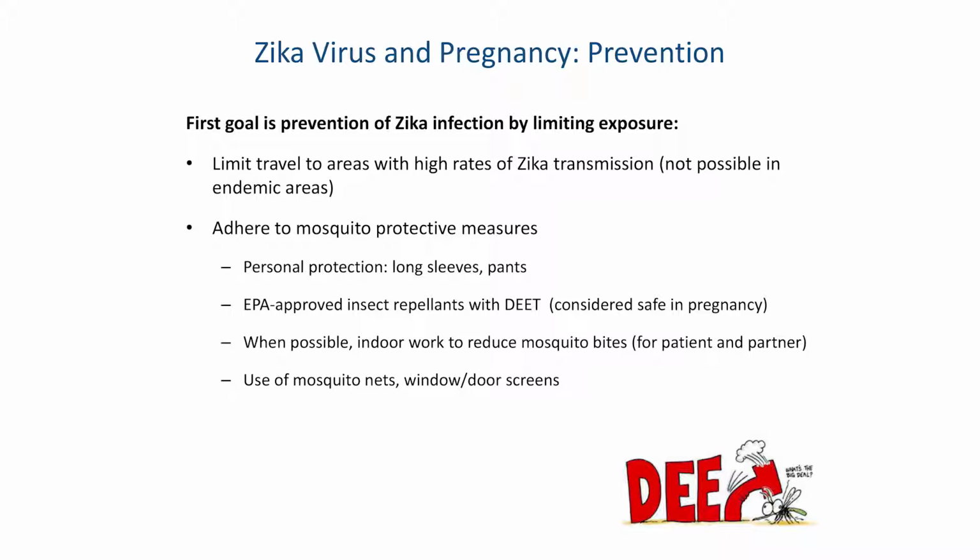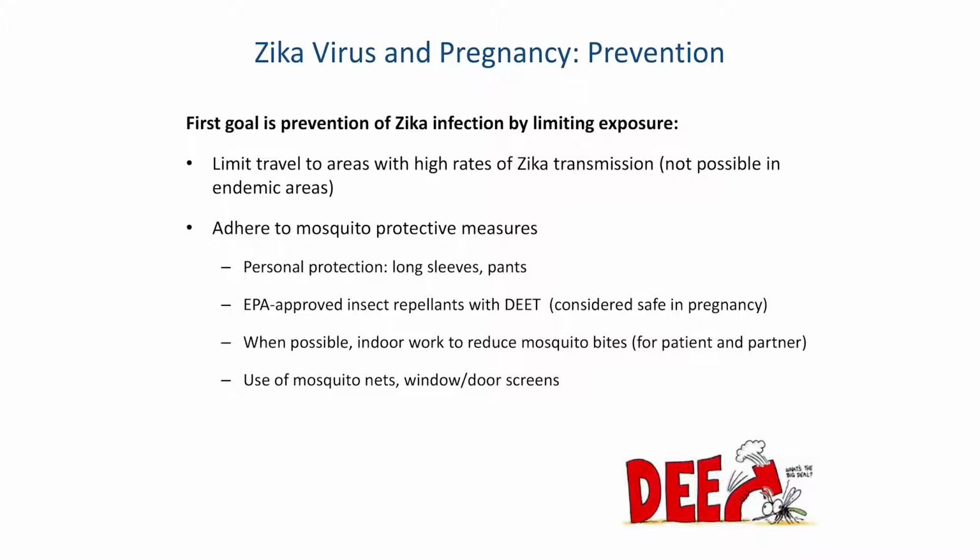Of course, if they are in an area where there's transmission, then they want to adhere to mosquito protective measures, which we generally know: the protection of long sleeves and pants, the insect repellent, the DEET, which is considered safe in pregnancy. Of course, when possible, doing work indoors, and use of mosquito nets and window and door screens. So common sense things to prevent mosquito bites.